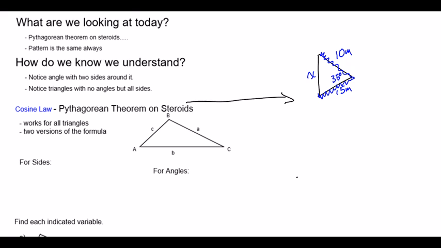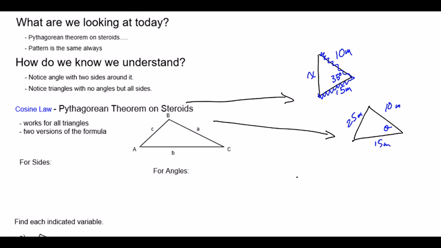Now, that's one way of using cosine law. Another way of using cosine law is this. Imagine that we're looking at a triangle that has all sides but no angles. Obviously, you can't use sine law because, well, there are no angles available. This is the time when we can use cosine law to find, say, this angle, theta. Now, let's go over the problems.